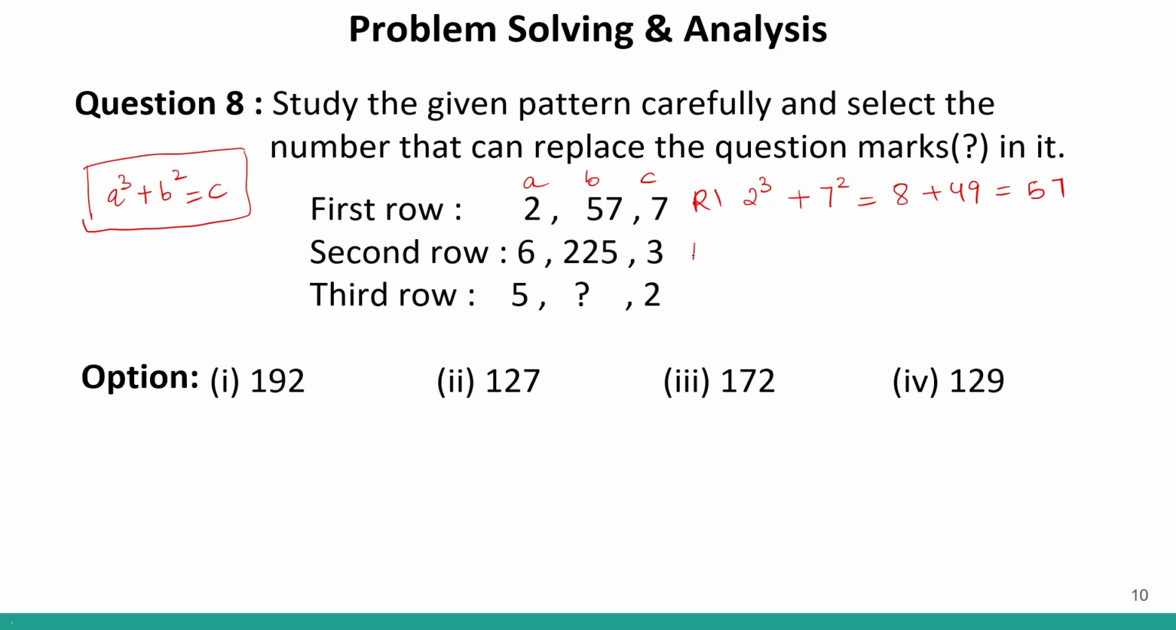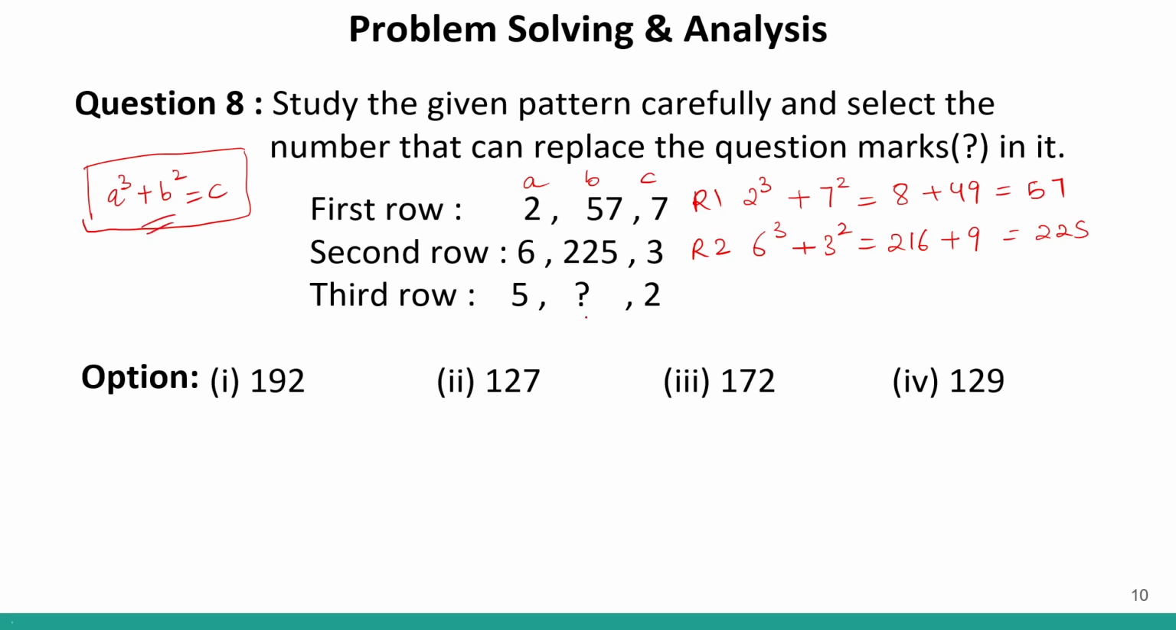Okay, for the second row, let us check. If I say 6 cube plus 3 square, so 6 cube is how much? 6 cube is 216 plus 3 square is 9. This gives me 225. So this logic is correct for both row 1 and row 2. That means this is the correct logic.